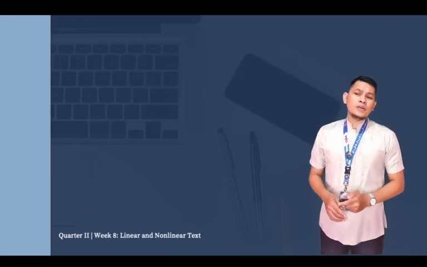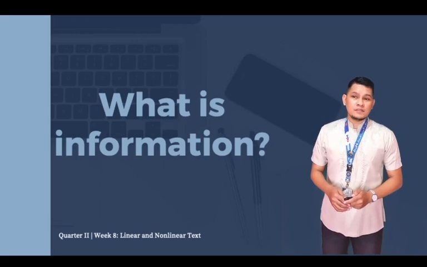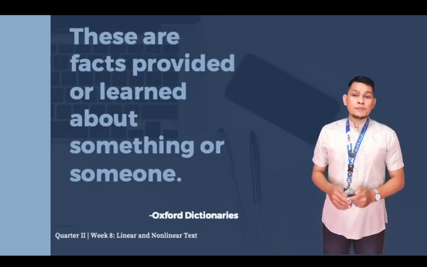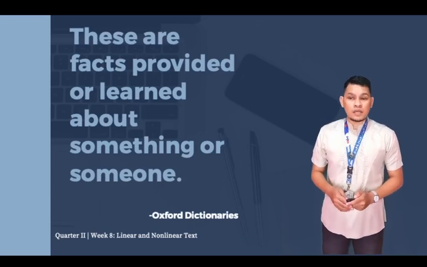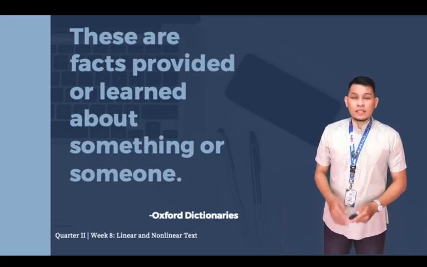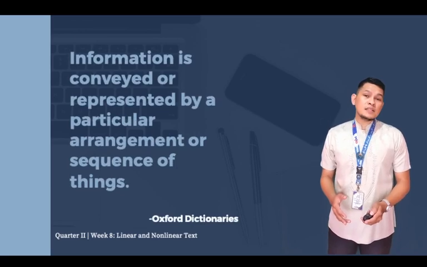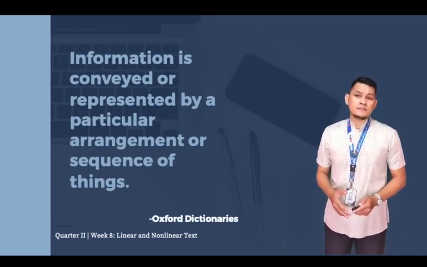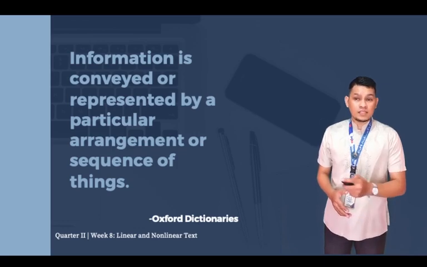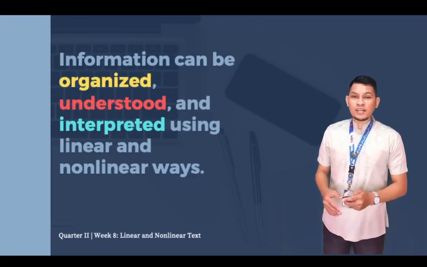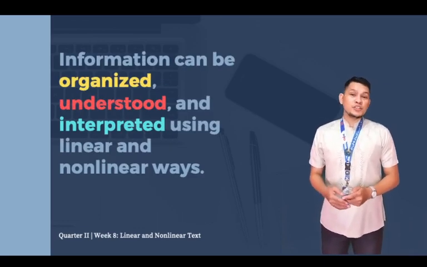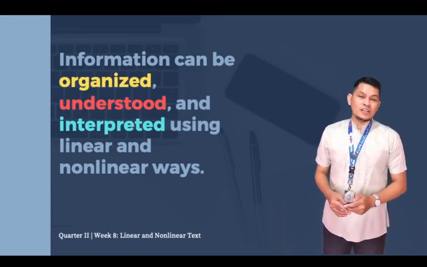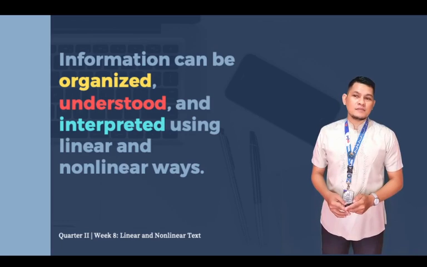Let us first define what information is. Well, according to Oxford dictionaries, these are facts provided or learned about something or someone. It is also conveyed or represented by a particular arrangement or sequence of things. Thus, information can be organized, understood, and interpreted using linear and nonlinear ways.